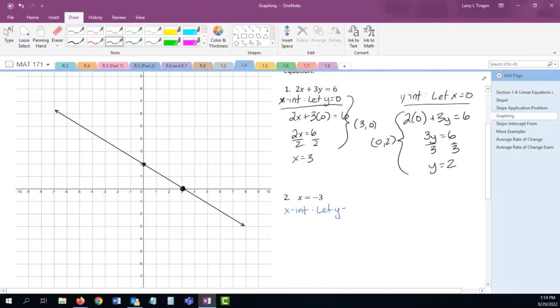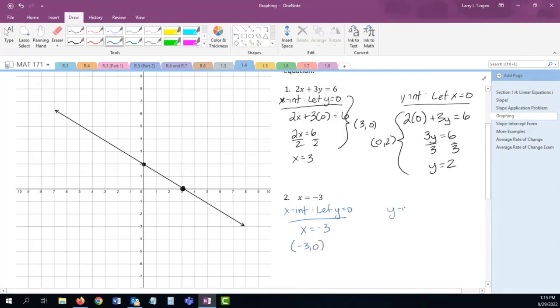I'm going to do that by letting y equal 0. All right, y equals 0. y is not a part of this equation, is it? y is not in there. Exactly. Since y is not in there, that means the equation just writes as x equals -3. So I have found the point (-3, 0).